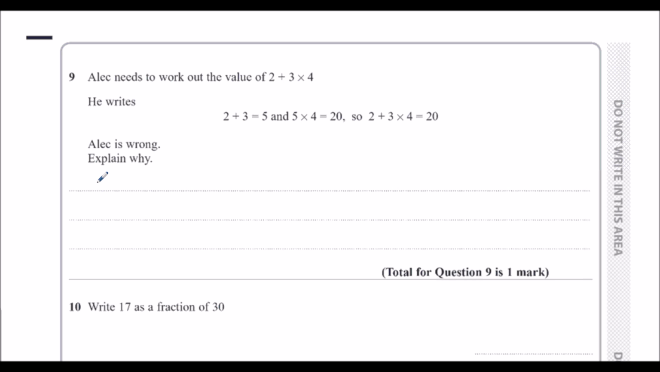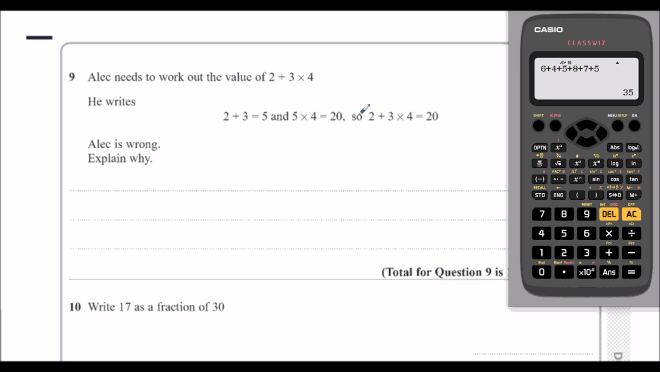Alec needs to work out the value of 2 plus 3 times 4. He writes 2 plus 3 is 5, and 5 times 4 is 20. So 2 plus 3 times 4 is 20. Alec is wrong. Explain why. So Alec's not followed the correct order of operations.